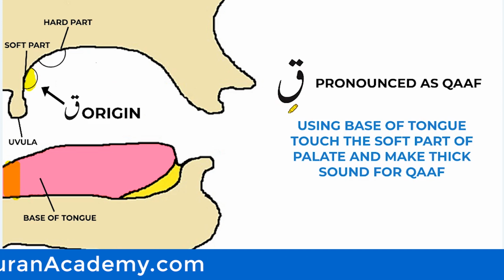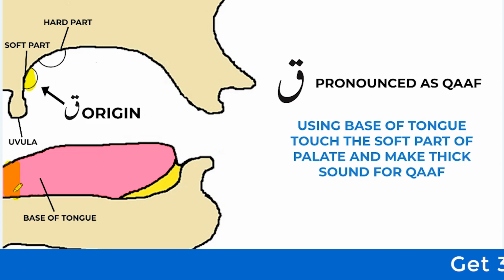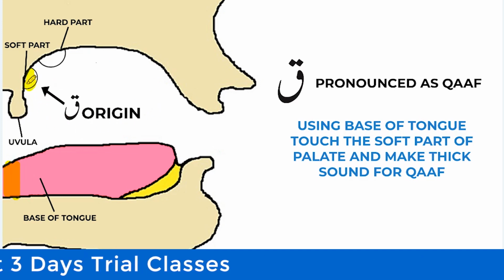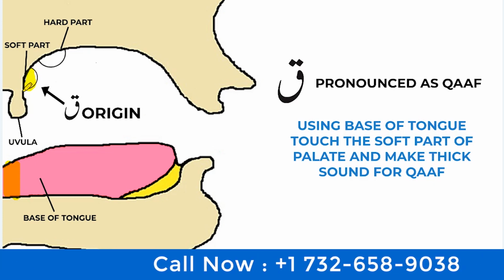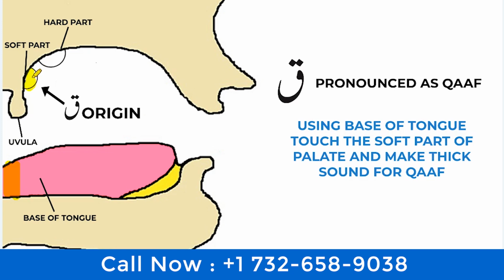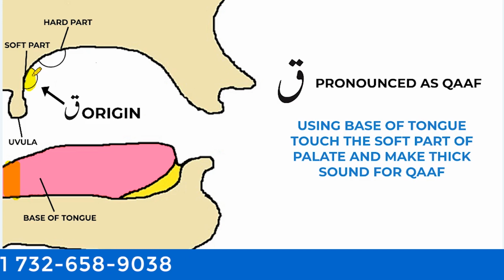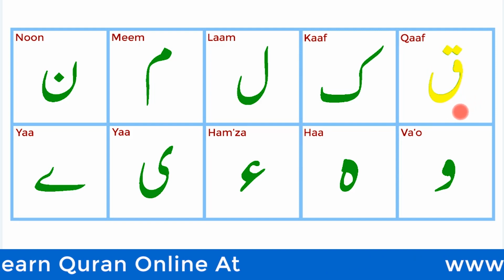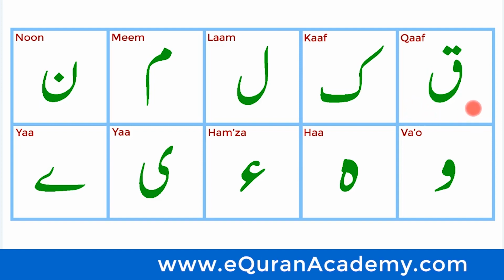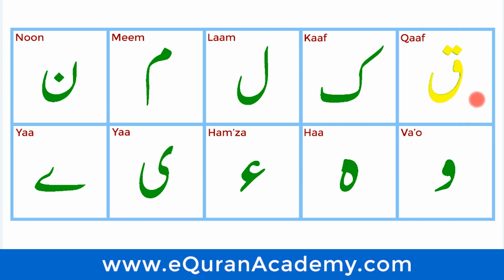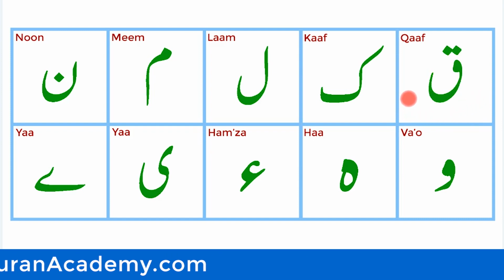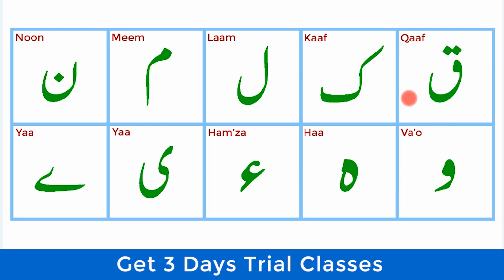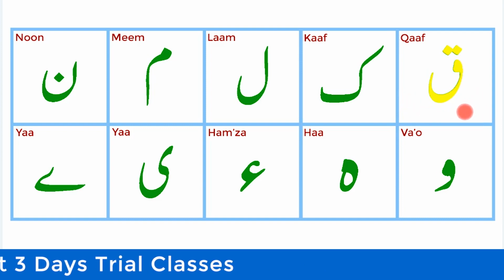Qaf. One more time. This is tongue and this is base of tongue. This is empty space of mouth. This is uvula. And next to uvula toward mouth, this part, this is soft part of palate. From here, you can pronounce Qaf. Please read with thick sound, heavy sound. Qaf.